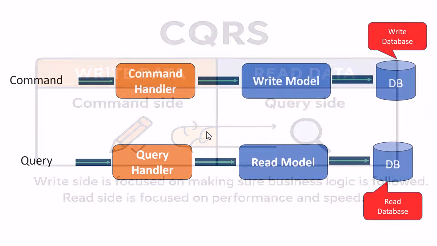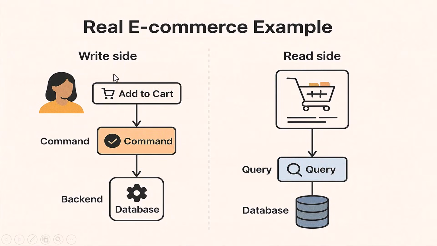Let's understand with a real e-commerce example. Let's say a customer clicks add to cart. That triggers a command. The backend gets that command, checks if the product is in stock, then saves the cart item to the database. That's the write side. It handles changing the data. Now later the customer goes to view their cart. That's a query. The system looks up all the items in the cart and sends that list back to the user quickly and efficiently. That's the read side. It only reads, it doesn't change anything. With CQRS, we keep these two parts separate, so our code is cleaner and our system is easier to scale.